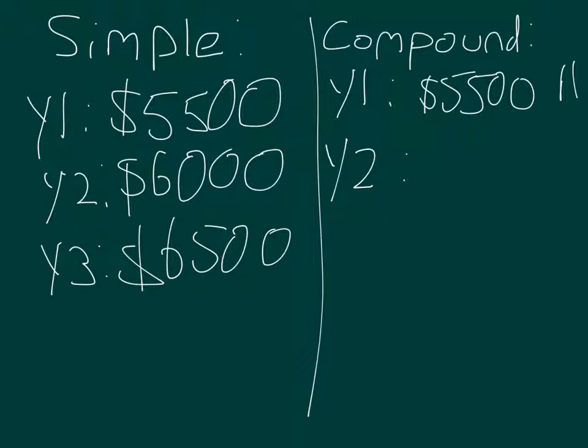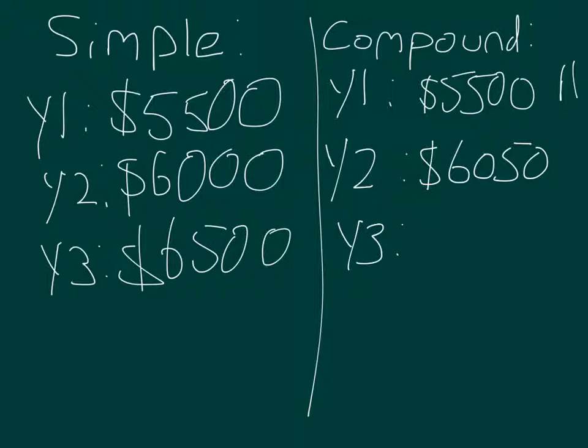So 10% of 5,500 is $550. So in year two, the amount would now be 6,050. We add 550, not 500. So you can see after 2 years, I've got $50 more. Now let's look at the third year.